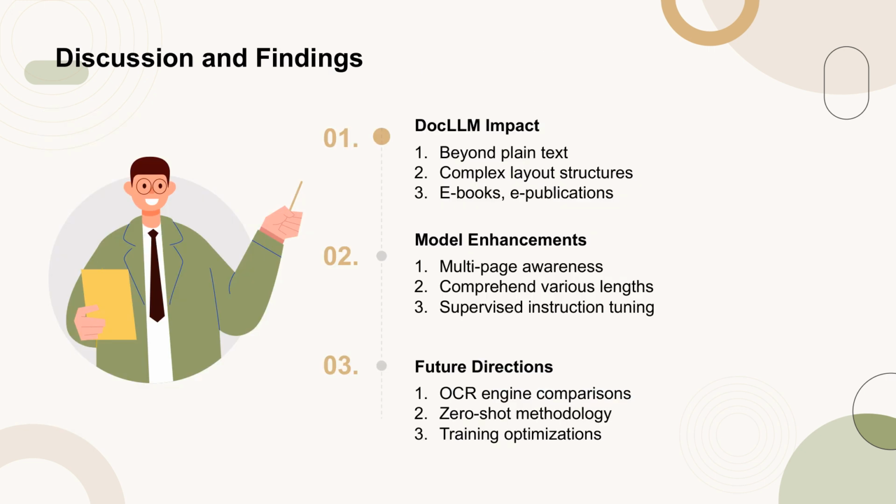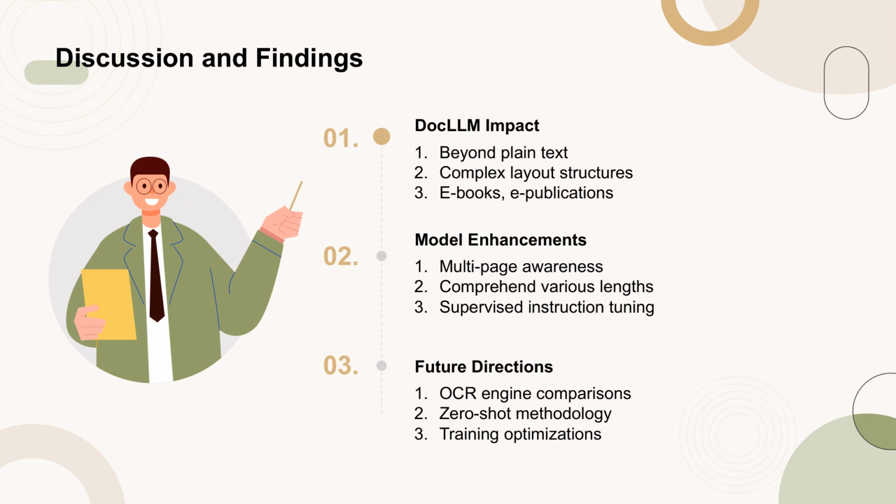The authors propose that DocLLM has the potential to significantly impact generative pre-training by allowing language models to process more than just plain text. This is achieved by accommodating complex layout structures, which enables the inclusion of documents like e-books and e-publications into the pre-training corpus without extensive pre-processing. The model's ability to understand documents of various lengths is enhanced by its multi-page awareness, addressing limitations of previous models. Future work includes practical comparisons of OCR engines and further refinement of zero-shot methodologies. Additionally, the authors share insights on training optimizations, noting that higher weight decay and a cosine scheduler tend to improve performance.